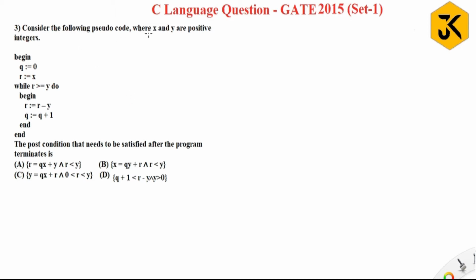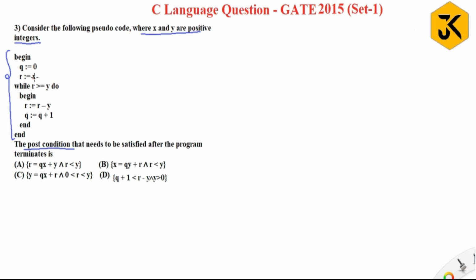Let's see one of the C language questions which was asked in GATE 2015. Consider the following pseudocode where x and y are positive integers. Here they have given a few lines of code. Please pause the video and go through it. They are asking for the post condition that needs to be satisfied after the program terminates. Means after successful execution of this program, what might be the post condition which will satisfy the program requirement? That is what they are asking.